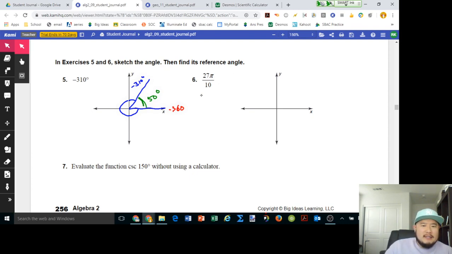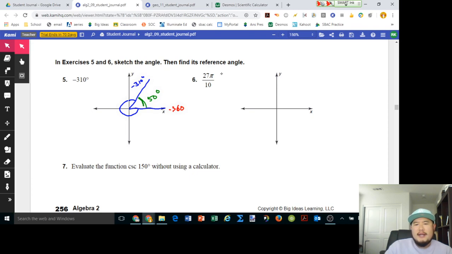We take a look at number 6. Now, to find our reference angle right here, this is in radians. Well, that doesn't do us much good when it's in radians and you don't know where that is exactly. So, well, don't mind that train. Stops by every once in a while. We're going to take this from radians to degrees.